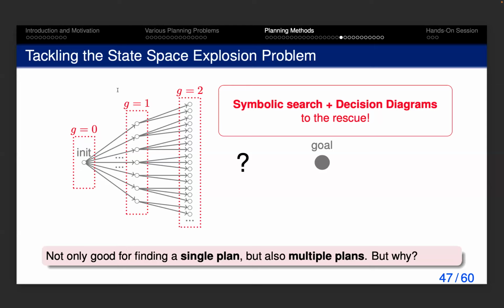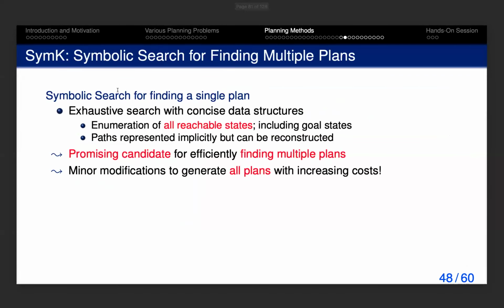So we know that it's good for finding a single plan, but I will try to convince you that it's also really, really good to find multiple plans. And just to put that ahead, the reason is that you only need really minor modifications because you get a lot of things for free. So SymK is just a planner name, but I'm not really good at naming. We just invented it in our paper to say, okay, we do symbolic search for top-K planning, so for finding multiple plans. So I will use it interchangeably, but of course, SymK is just an implementation.